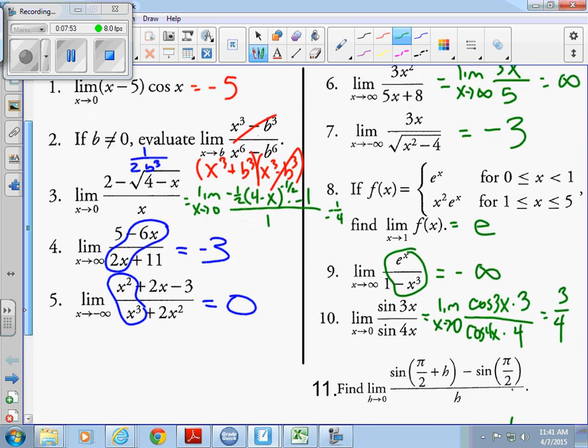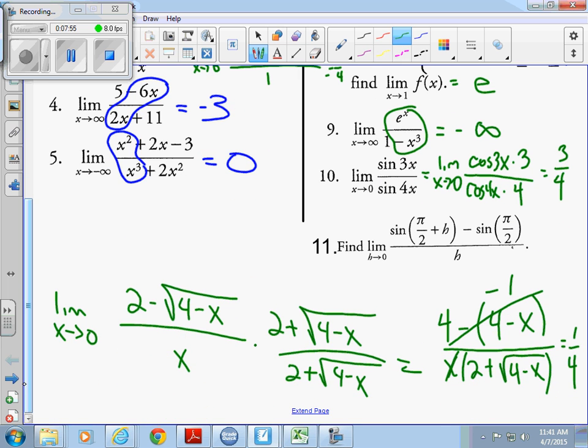One more. The limit as h approaches 0 of sine of pi over 2 plus h minus sine of pi over 2, all over h. What is that? It's the derivative of sine at pi over 2. Right? Which is cosine of pi over 2.